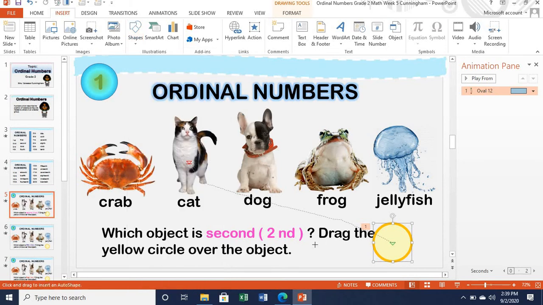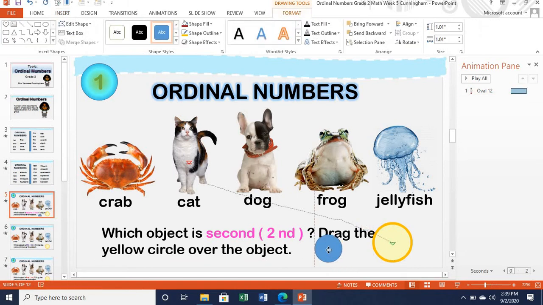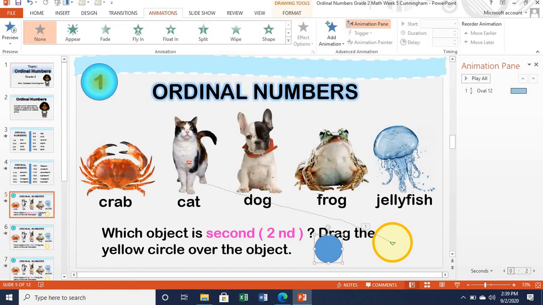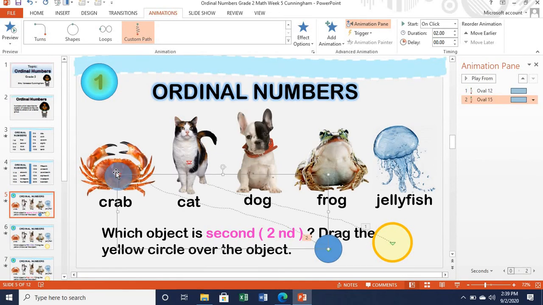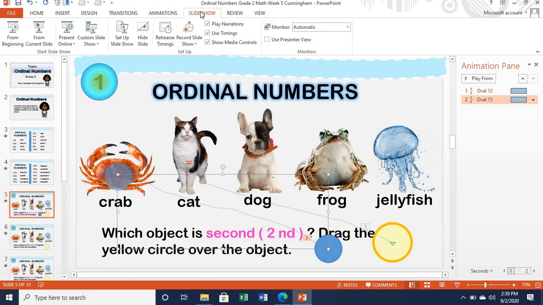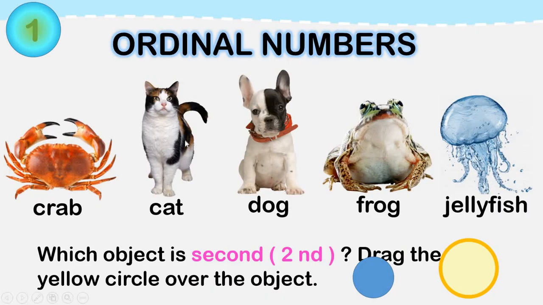So let's demonstrate. So this is a circle here, right? And I'm going to animate that circle. Go on custom path. Take the line. It'll have like a cross now, right? Click on it, and then let's say I want to go on the crab. I'll drag to the crab, right? And then I'll do my little thing. And then now, when it shows as a slideshow, you'll see that the blue circle goes over the crab.